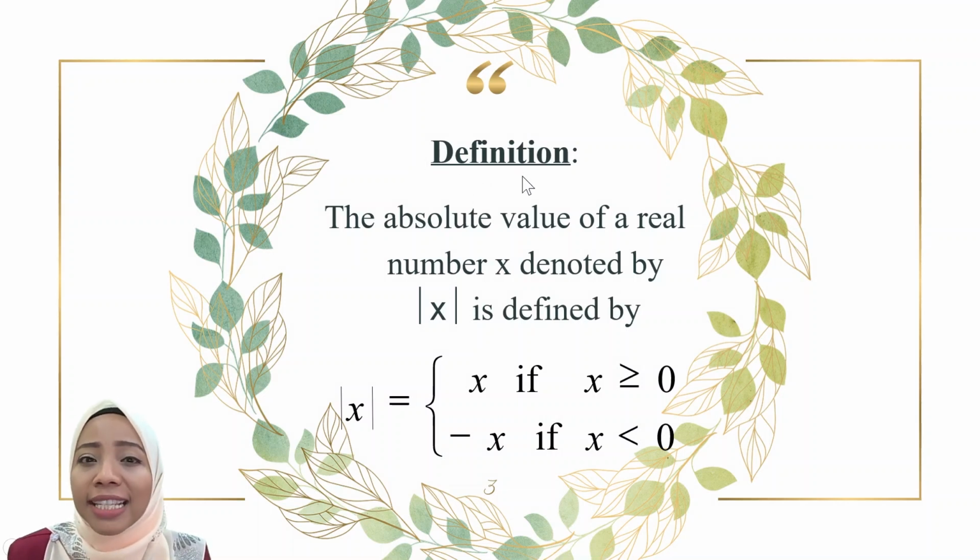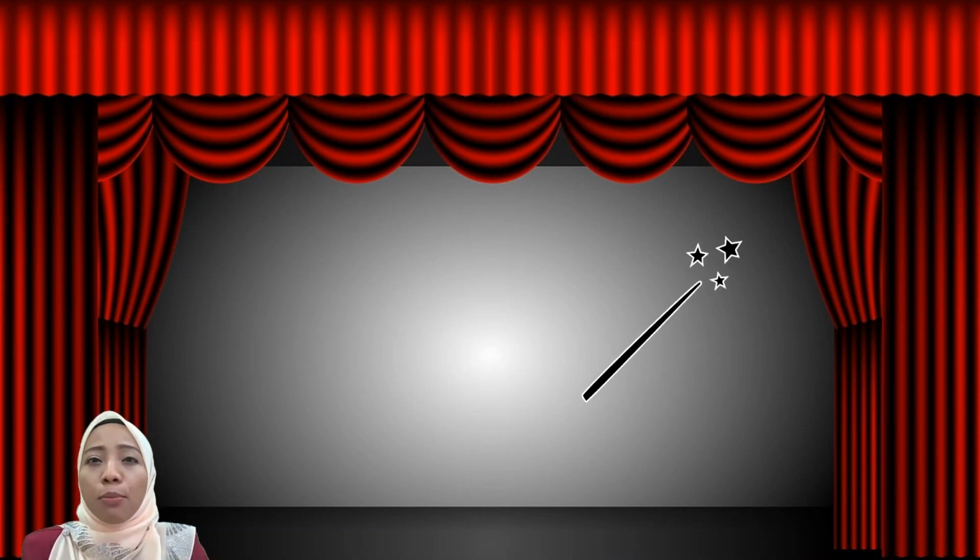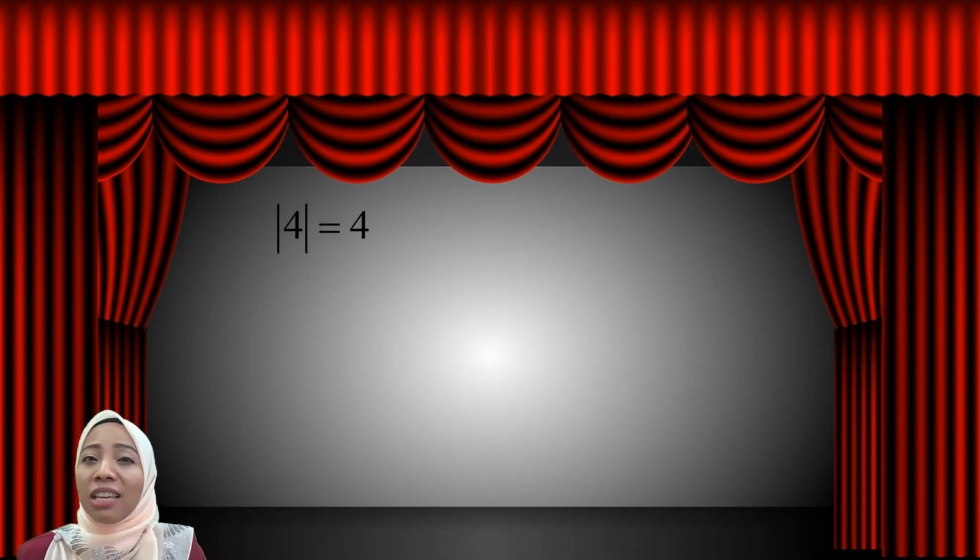Okay, first of all, let's have a look at the definition of absolute values itself. Absolute values are denoted by the modulus of x, and it means that x can be either positive or x can be either negative. Imagine that absolute values is like a magic wand. If we put in positive values, it will give us positive. But if we put negative values, it will give us positive.